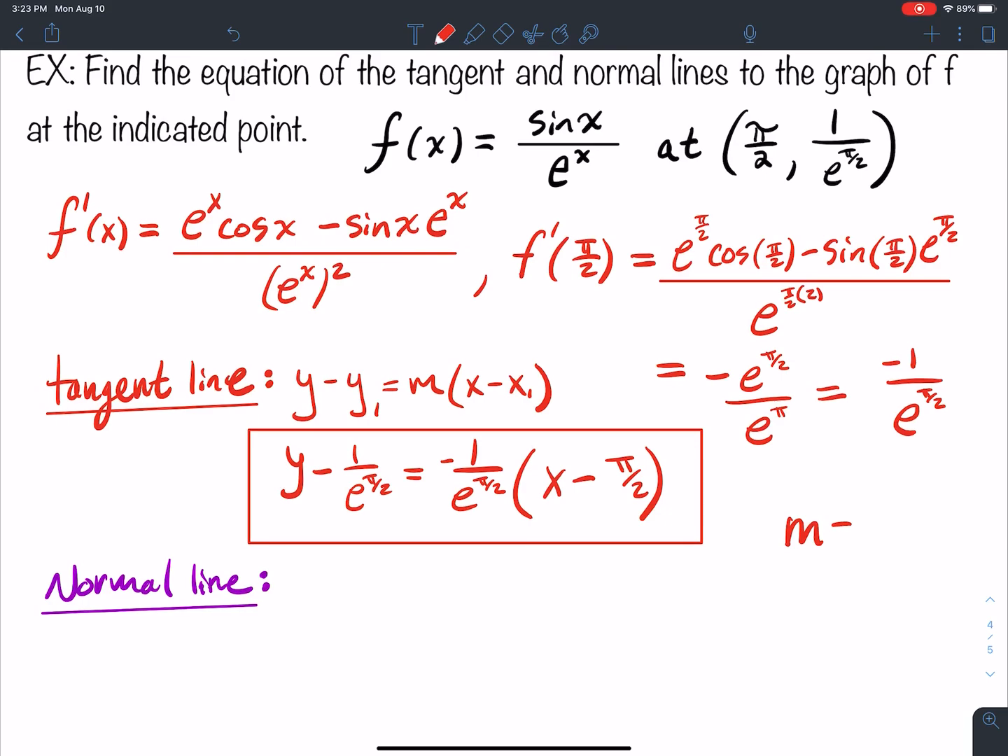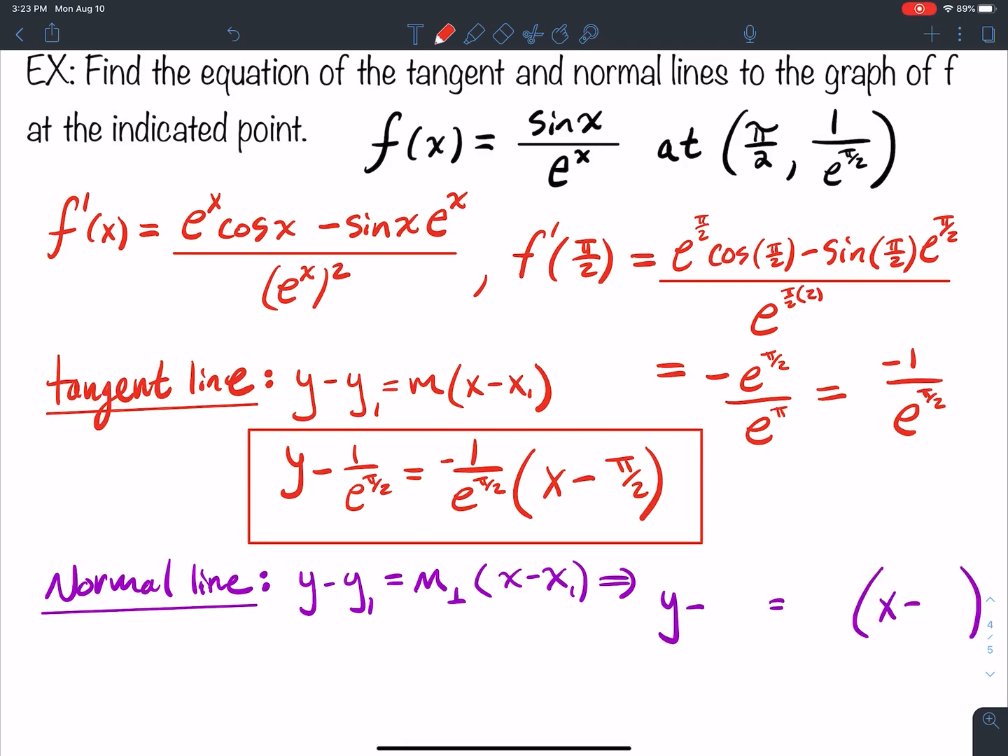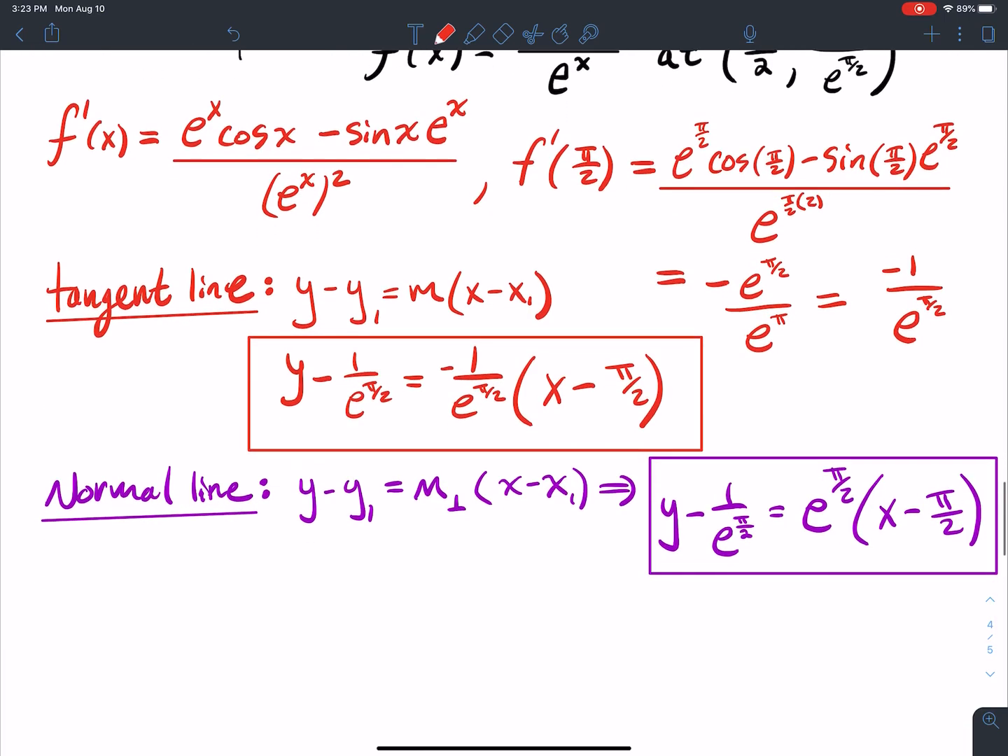So we just do the reciprocal, and we do the negative of that. This is literally the only thing that's changing. So I still have this piece here, that piece there, and now my slope becomes positive e to the pi halves. Okay? And that's the equation of the normal line right there.